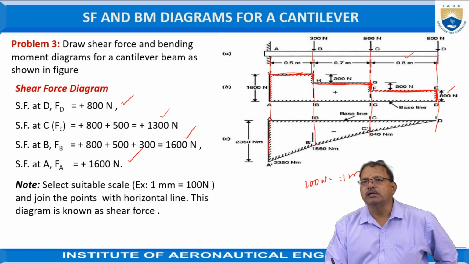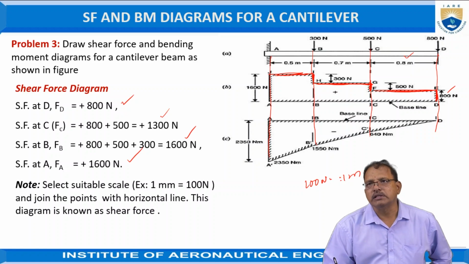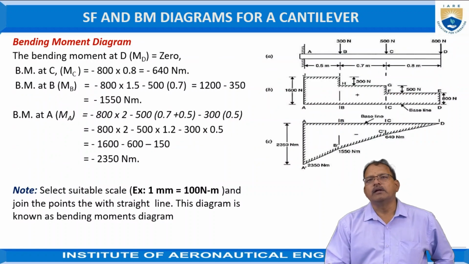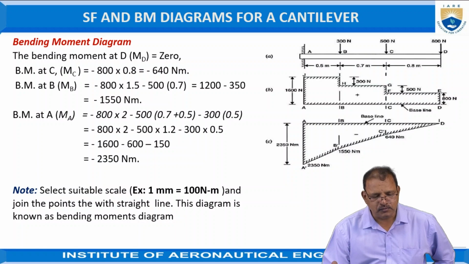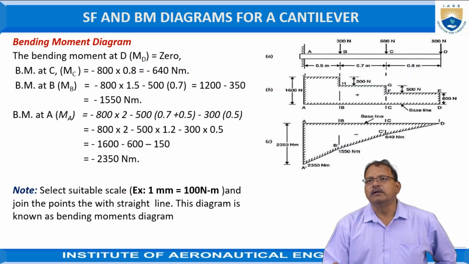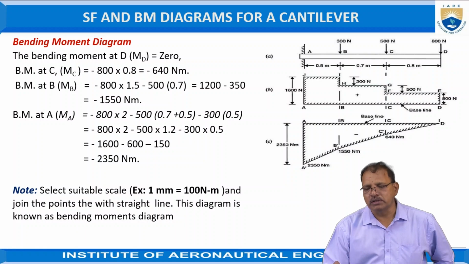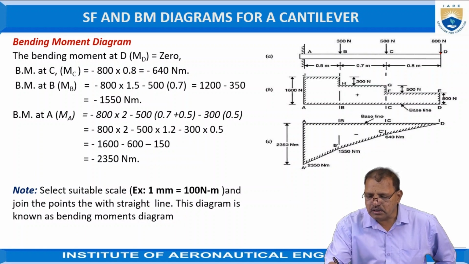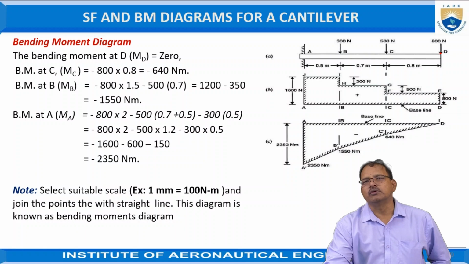It represents the unbalanced vertical force, that is, the shear force at the various sections of the beam. Bending moment diagram. The bending moment at the free end of a cantilever beam is always 0. That means at D it is equal to 0.